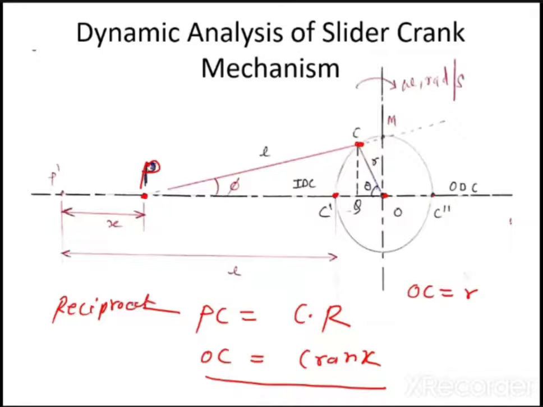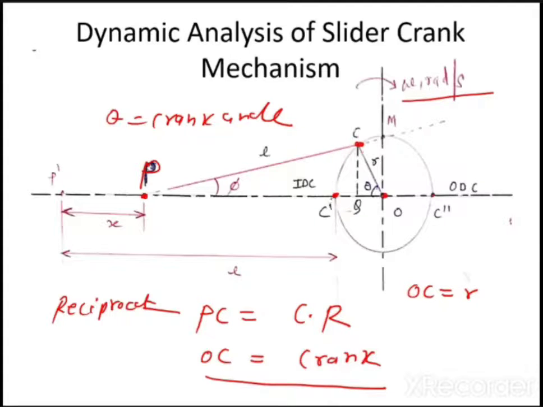Reciprocate means, for example, when this point C will come to this C dash, where will this point P go? Let us say this C is rotating, and let theta be the angle, or you can call it the crank angle. Theta is nothing but the crank angle, the angle by which this crank is turning about this circle OC. It has a circular motion, running at a velocity omega radian per second. I am trying to explain the slider-crank mechanism.